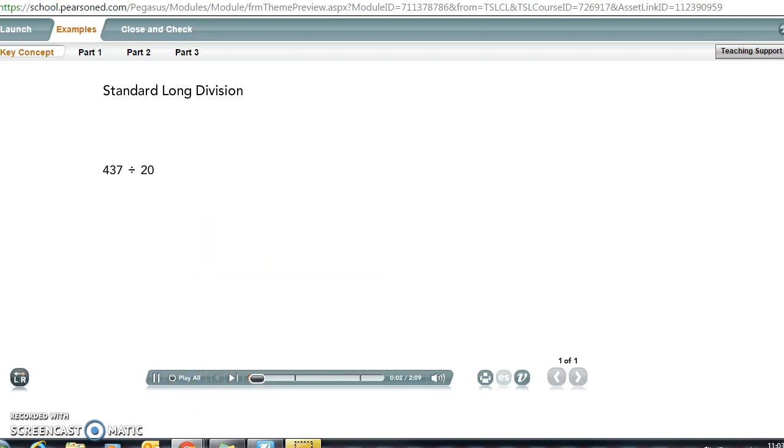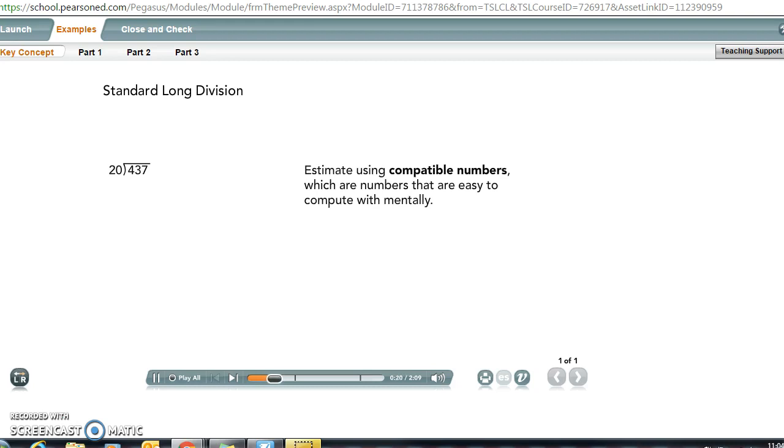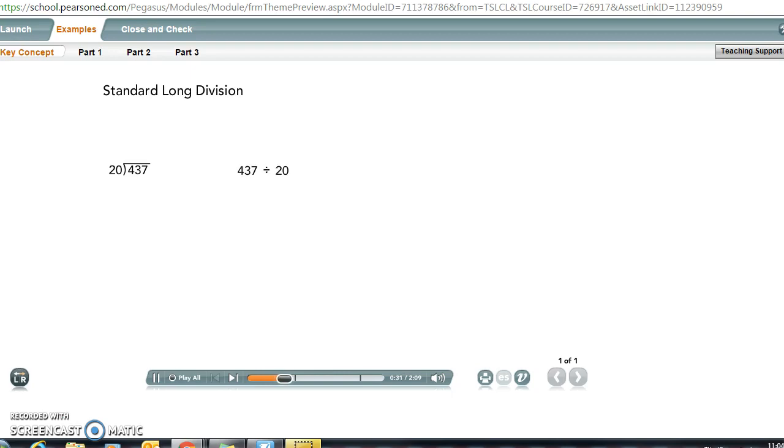Standard long division uses place value and a 4-step method that can be repeated to find a quotient. For example, find 437 divided by 20. First, write the division using the standard long division symbol, placing the dividend inside the symbol and the divisor to the left. Then, estimate the quotient to help determine where to place the first digit. To estimate, you can use compatible numbers, which are numbers that are easy to compute with mentally. 437 divided by 20 is approximately equal to 400 divided by 20, or 20. This symbol means approximately equal to.